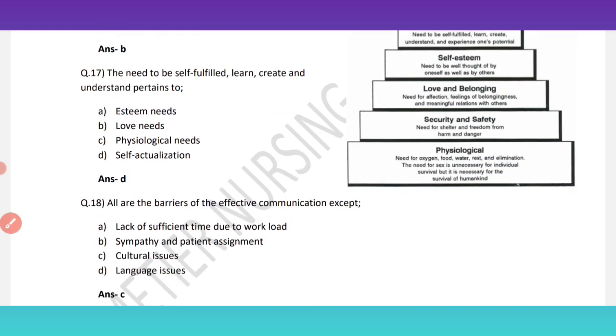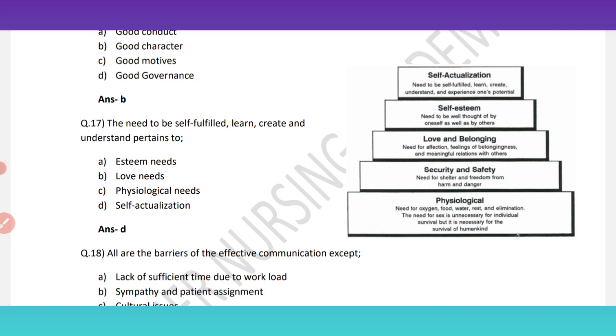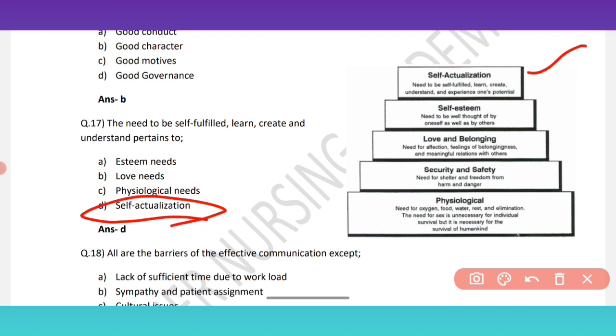The next one, 17th question, the need to be self-fulfilled, learn, create and understand. Okay, these are all the things coming under what? Self-actualization. Direct question. The need to be self-fulfilled, learn, create, understand and experience one's potential is called self-actualization. Means understanding the self. How will you understand yourself? You have to learn, create and understand and experience your potential. All these things are coming under what?